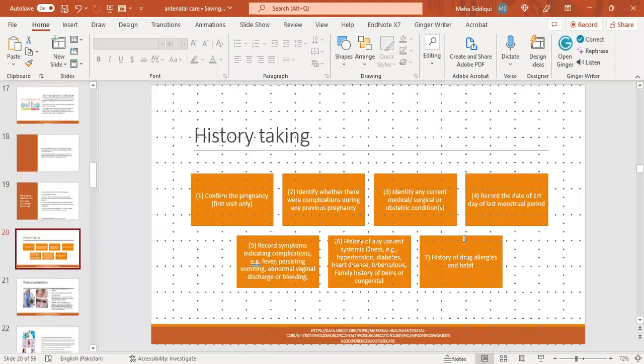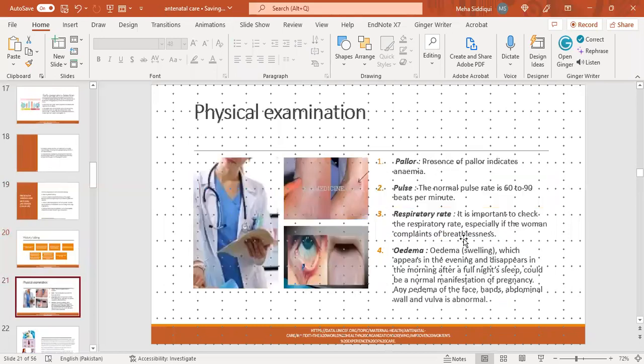So history taking includes confirming the pregnancy at the first visit only, then identify whether there were complications during any pregnancy, identify any current medical, surgical, or obstetric conditions, record the date of first day of last menstrual period, record symptoms indicating complications: fever, persisting vomiting, abnormal vaginal discharge or bleeding, history of any current systemic illness: hypertension, diabetes, heart disease, tuberculosis, family history of congenital disease, and the last is history of drug allergies and habits.